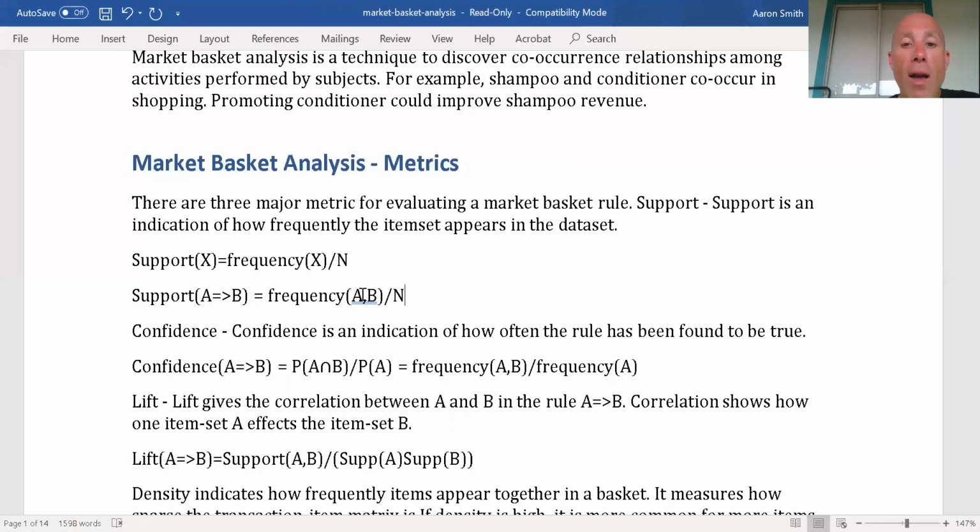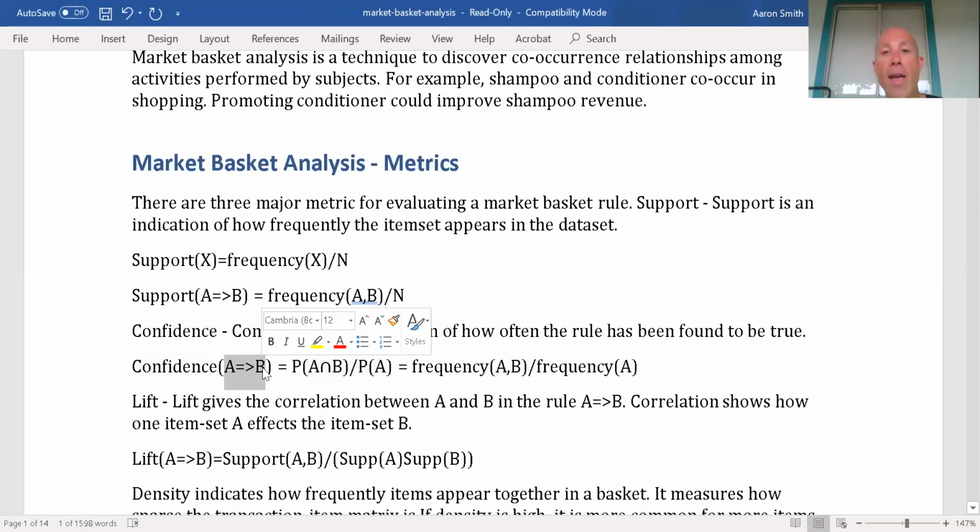Now, confidence. Confidence is an indication of how often the rules have been found to be true. The confidence of A arrow B is equal to the probability of A and B divided by the probability of A. You'll know from conditional probability that this is the probability of B given A. So this arrow notation means we're interested in B given A. We know that A has occurred. What's the probability of B?